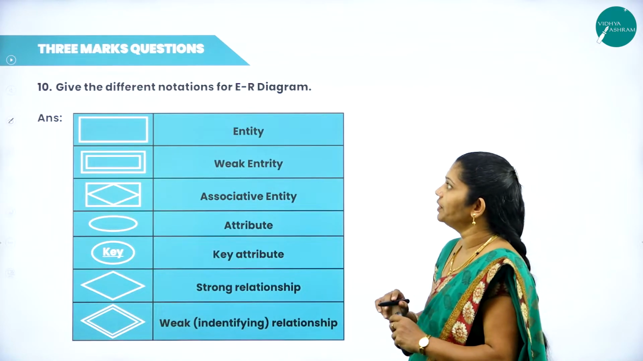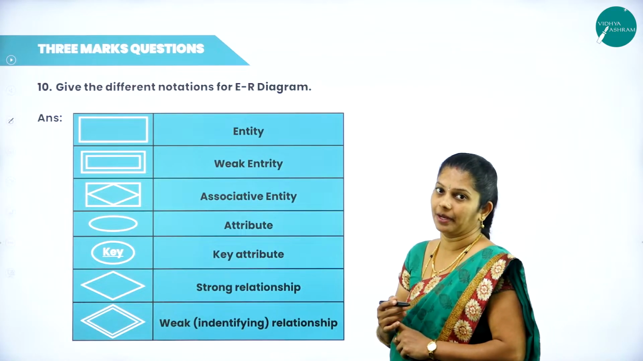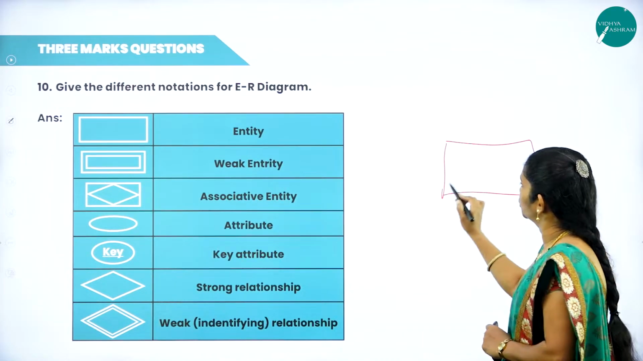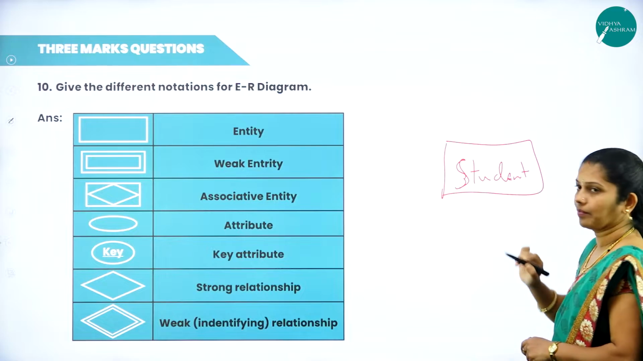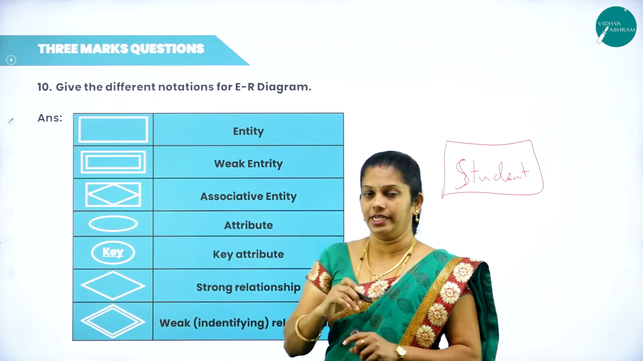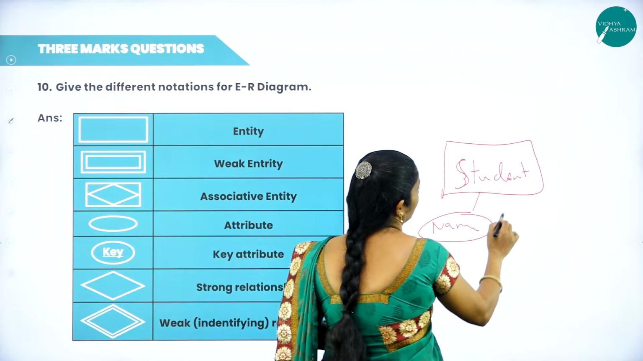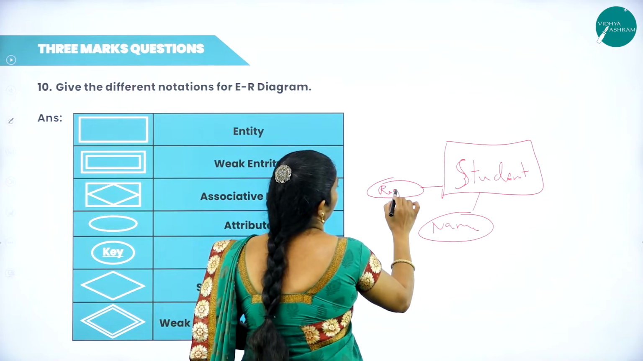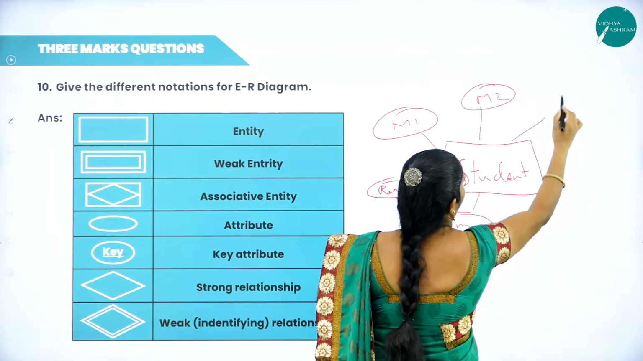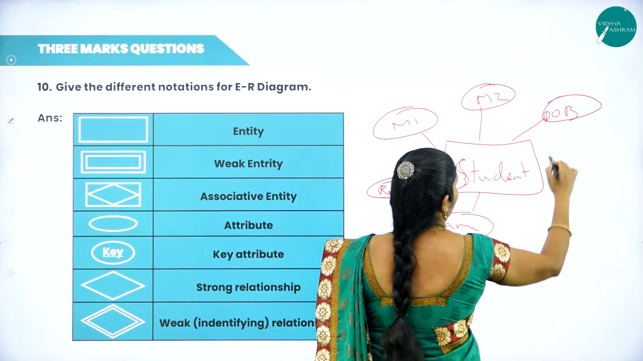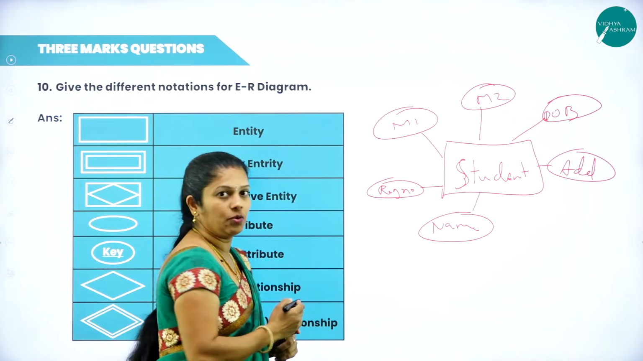Next one, give the different notations for ER diagram. ER diagram can be called an entity relationship diagram. For example, we have one student here. This can be called an entity. An entity is a real-time object which has some behavior. The student may have name, register number, marks 1, marks 2, date of birth, address. Like that we have some attributes.